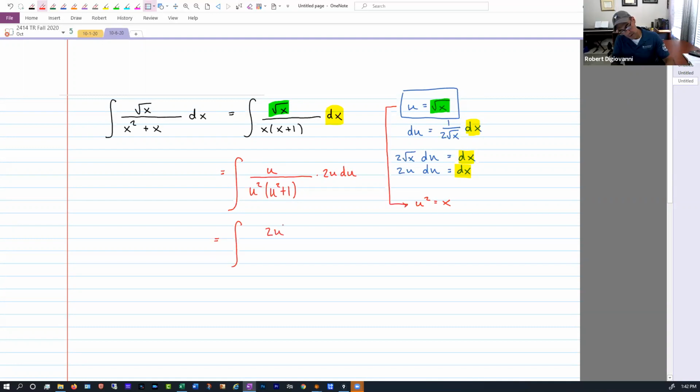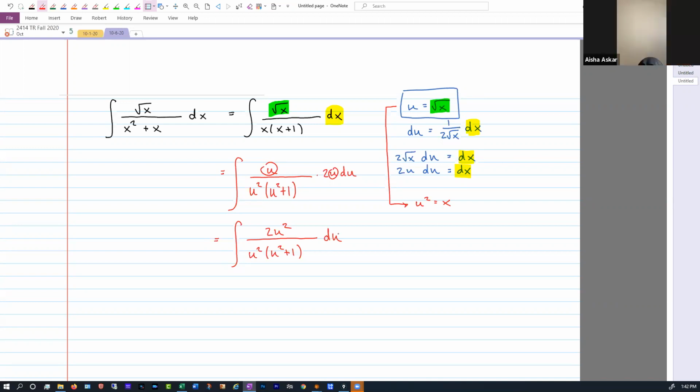So let me put everything together. I have 2u squared on top because this u and this u come together with the 2 next to it. And on the bottom, I have u squared times u squared plus 1. And now what are we looking at? Isn't this a rational function? Isn't this a polynomial over a polynomial now? The degree of the numerator is 2. What's the degree of the denominator? 4. Okay, so we don't have to do long division.